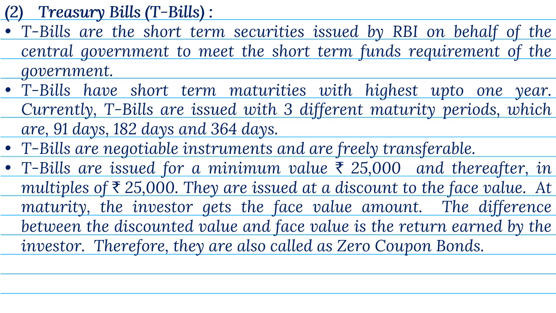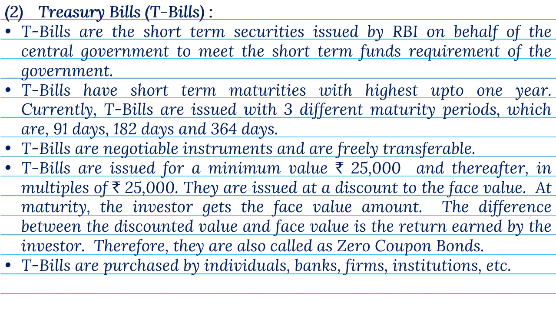They are issued at a discount to the face value. At maturity, the investor gets the face value amount. The difference between the discounted value and face value is the return earned by the investor. Therefore, they are also called zero-coupon bonds. T-bills are purchased by individuals, banks, firms, institutions, etc.